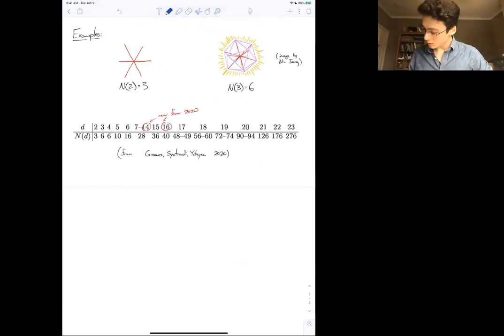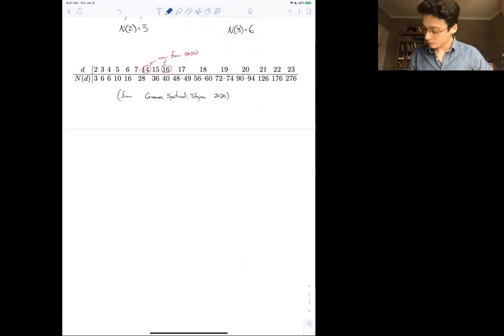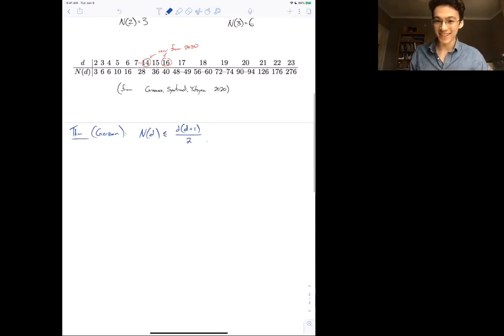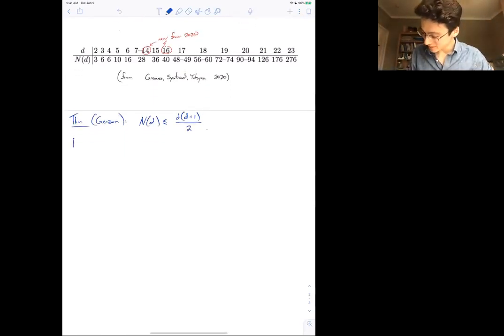So the first result of this form, the first general bound, is due to Gerzon, proven sometime in the 70s. And his bound simply says that n of d is at most quadratic. Specifically, it's bounded by d times d plus 1 over 2. And this is such a nice result. I think everyone should see the proof of it at least once in their life. So I'm going to start by going through the proof of this result, which introduces some very nice ideas.